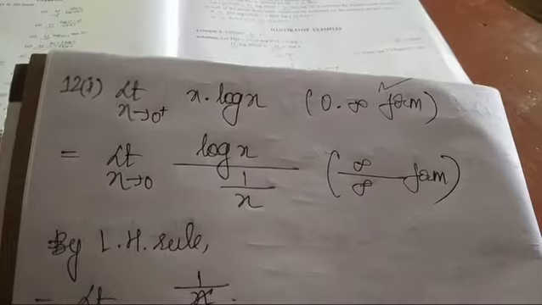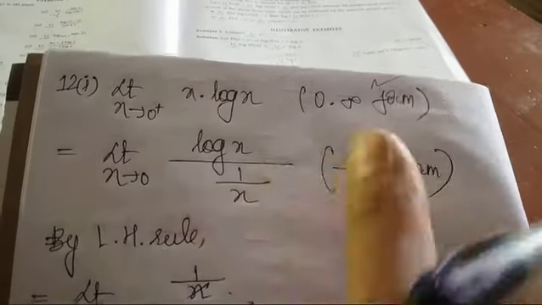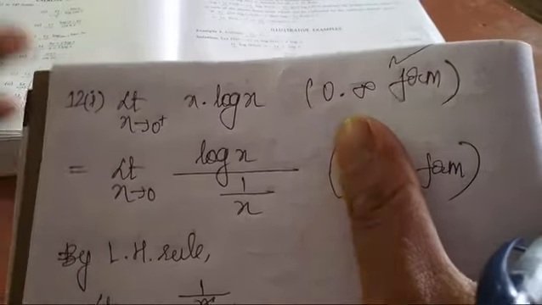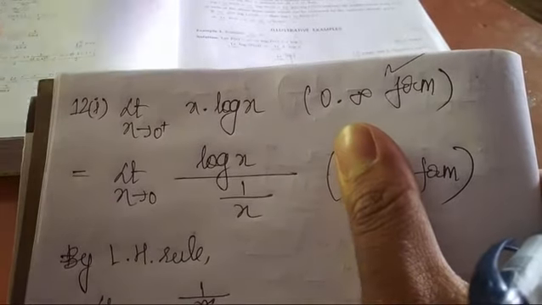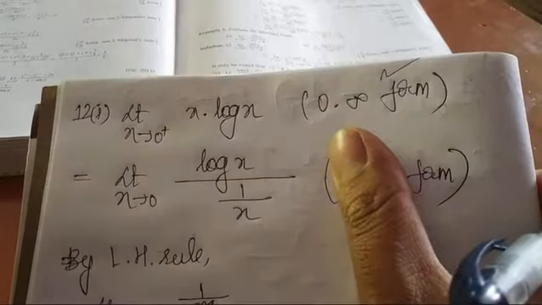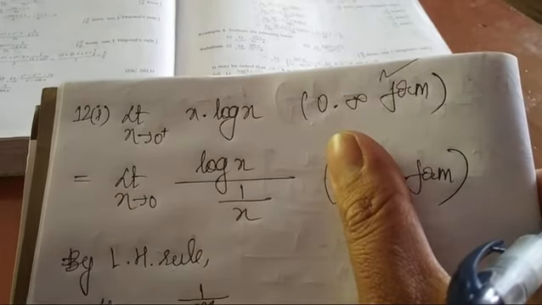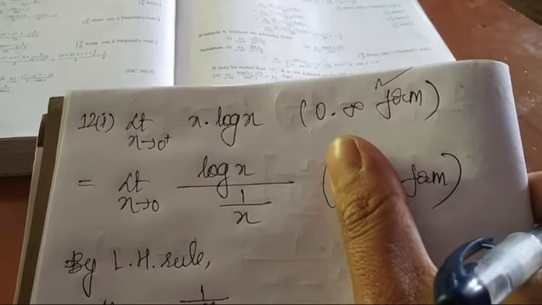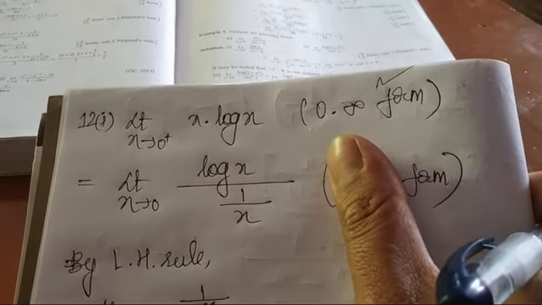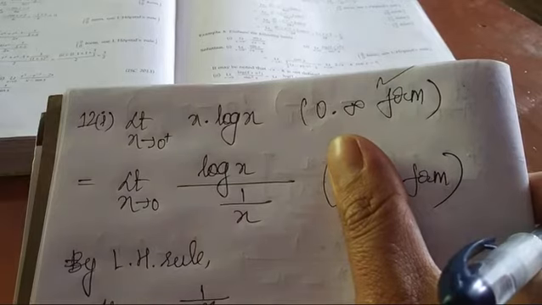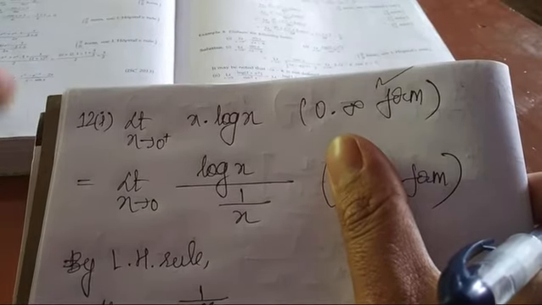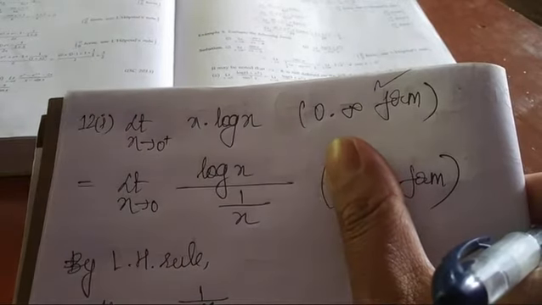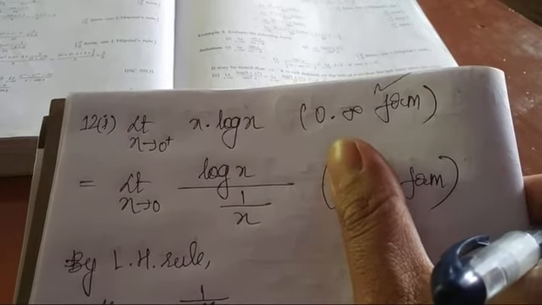Okay, 0 into infinity form, which we haven't done before. We have done 0 by 0, we have done infinity by infinity, we have just done infinity minus infinity, and now we are tackling 0 into infinity form. So what should I do here? In this type of case, if you are stuck, what we'll do is convert the form to either 0 by 0 or infinity by infinity.